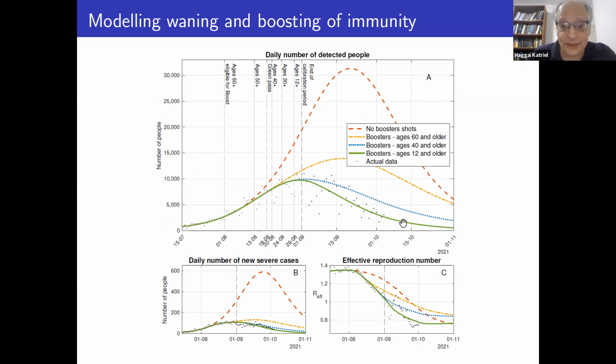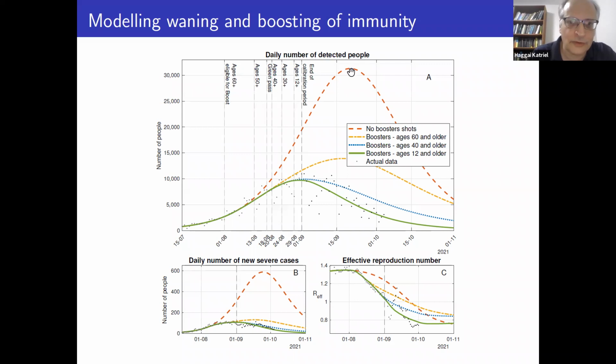So the dots here are the real data. The green line is the model after being fitted to the data. This is already data up to the start of October. And so the decline has already begun because of the boosters, and we can just run the model again, but now remove the boosters, so we can see what would have happened, at least according to this model, if boosters had not been given. We would have reached a peak of 10,000 per day.